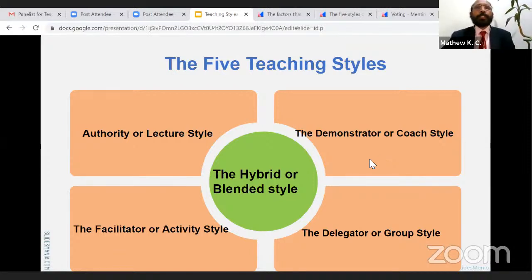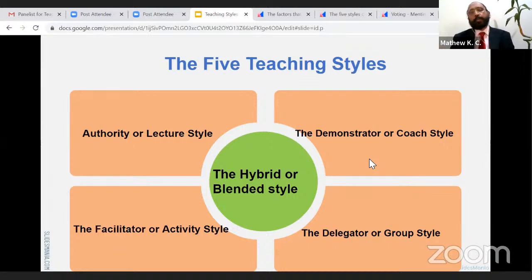When it comes to teaching styles, I have identified five here: the authority or lecture style, the demonstrator or coach style, the facilitator or activity style, and the delegator or group style. First let me touch on the authority or lecture style. The authority model is teacher-centered and frequently entails lengthy lecture sessions or one-way presentations. Students are expected to take notes or absorb information.